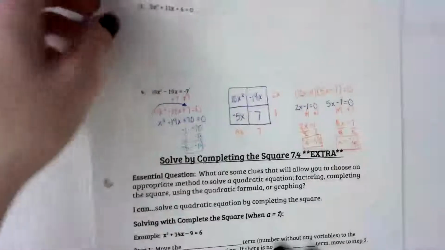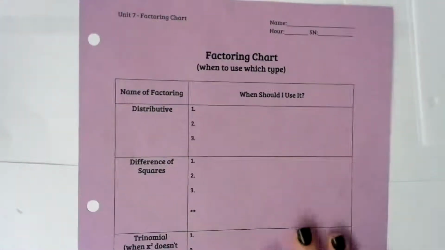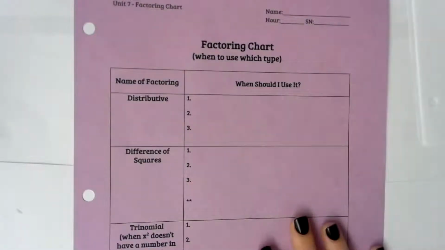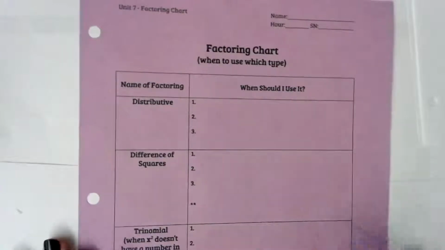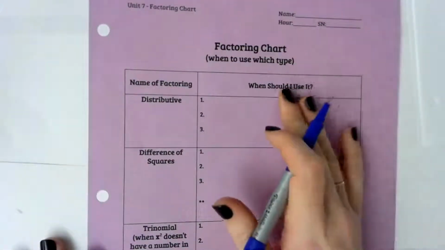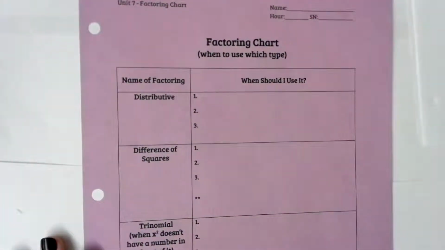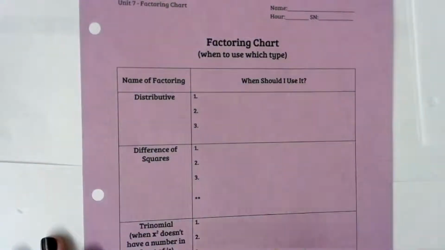So I want you to do the 1 through 3 examples on your own. Then, again, you should have this out, so I want to go over this. So now you're going to have to start mixing them together and know which one to use when. So this just goes over that.